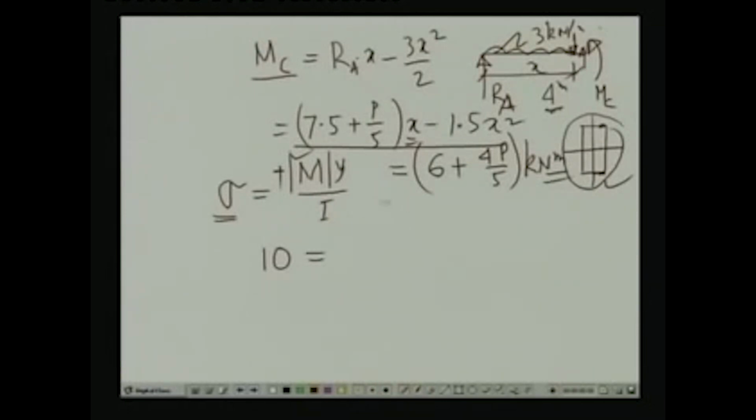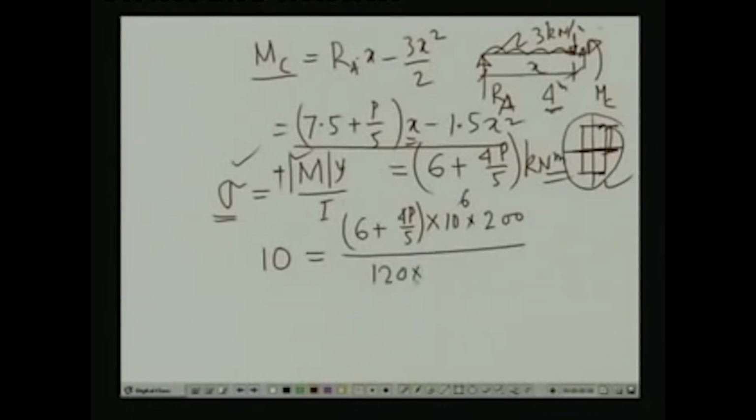Now, if we substitute the values in this particular expression for stress, M is 6 plus 4P by 5 into 10 to the power 6 Newton millimeter, into y, which is the furthest distance from the neutral axis. Now, the neutral axis divides the whole section into two halves. So, this distance is 200 because the total depth is 400, divided by the moment of inertia, which is 120 times 400 cube by 12. So, M y by I is equal to stress.